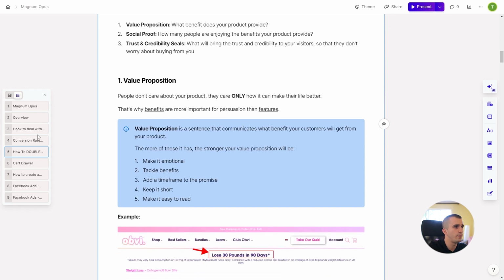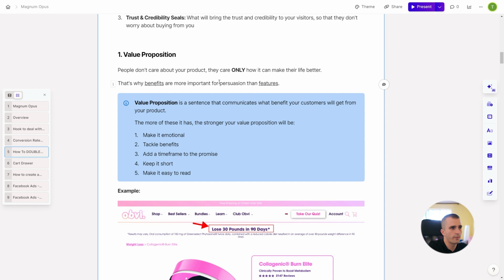The first element that we have here is the value proposition. You have to understand that when people land on your product page, they really don't care about your product, your features, how fancy your product is, or all the features it has. Even if it has 20 features, they really don't care about that. They only care about how the product that you sell will make their life better. So basically, what is the benefit of your product? What will they get from it, right? That's why benefits are more important than features. People are automatically scanning your product and thinking, how will this help me improve my life if I get this, right?